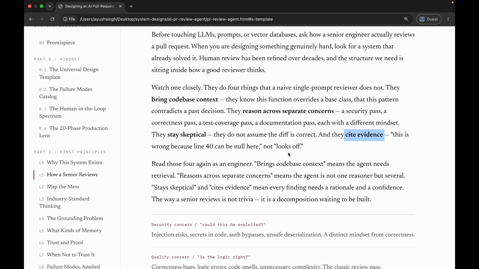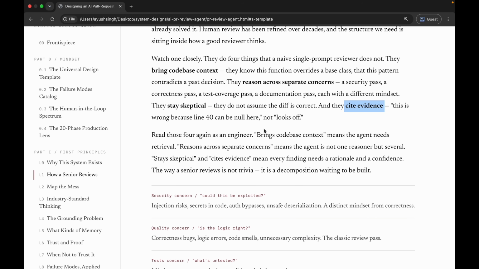So if you think about it, what we are technically doing, we are saying bringing the code base means the agent needs retrieval so that it retrieves the right code base context from the whole repository according to what PR was made, right? So if the PR made, we want to look at the things which are similar, but also look at where it can also impact that code base.